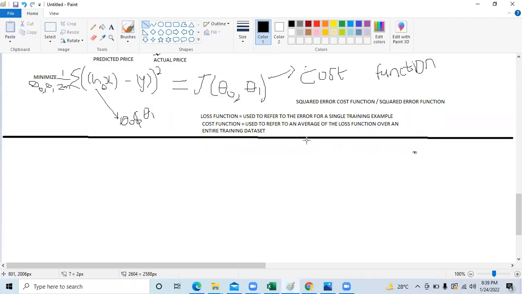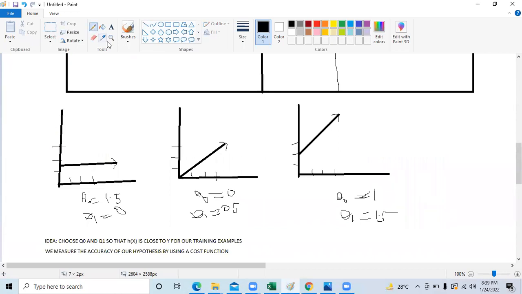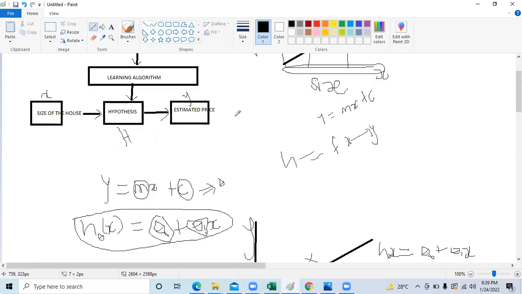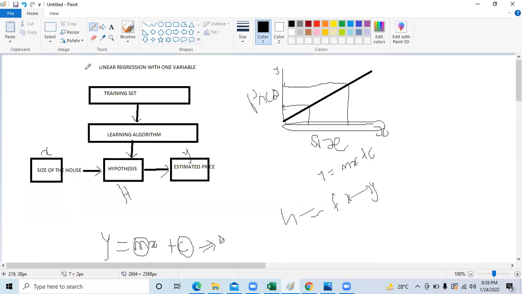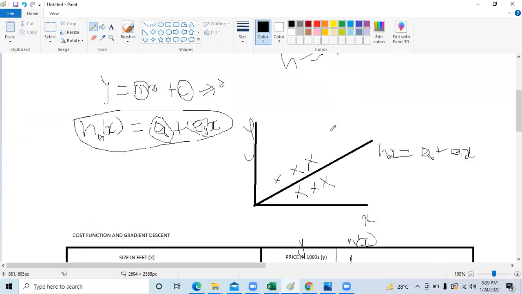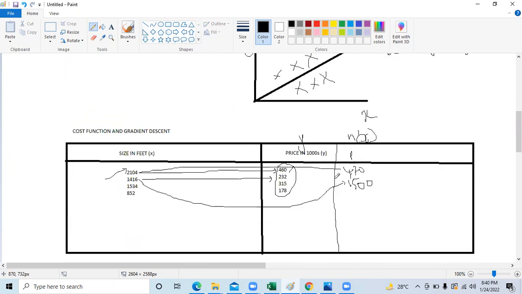All right, so in the last lecture we talked about linear regression, the central dogma of machine learning, training sets, the linear algorithm, the size of the house, and the hypothesis which maps the input variable to the output variable. We talked about this on the graph. Then we converted our m and c to theta 0 and theta 1. We showed you that on the graph.